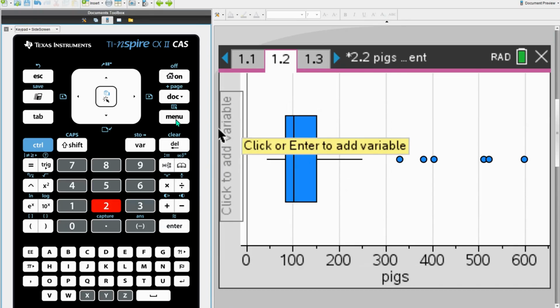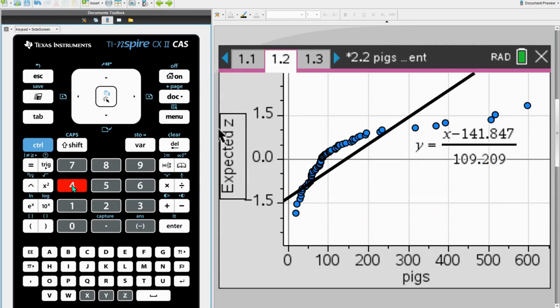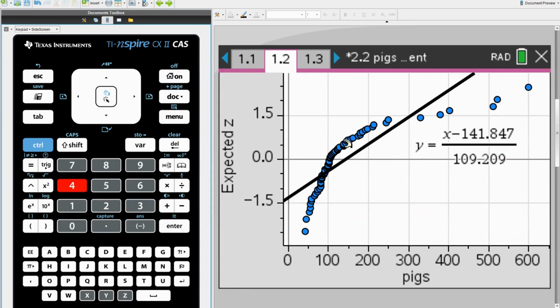Let's take a look at the normal probability plot. That's option number 4. And do you see how the general trend is not linear, but in this sort of arc? Okay, so the general trend is not linear. Another indication that the data are not normally distributed. And that ends our review on how to use the calculator to do normal calculations and to assess normality.